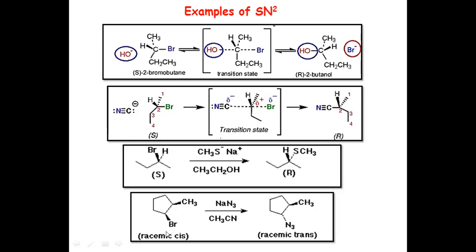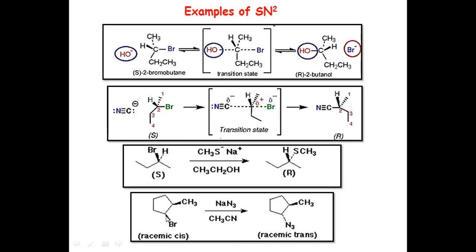If I start with racemic cis, I get the racemic trans because in racemic you'll have R and S both, and both will be converted into their opposite configuration. Here azide, NaN3, is there, N3 minus acts as a nucleophile, replaces Br, and you get the product.